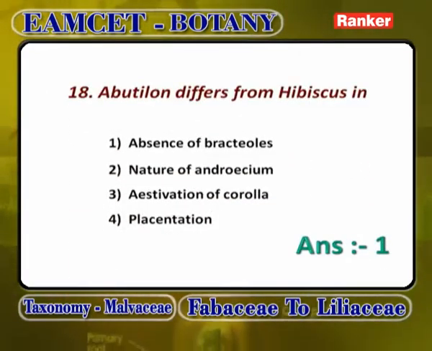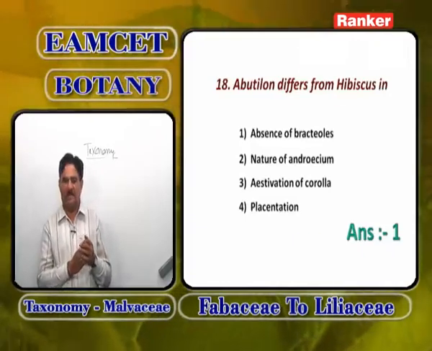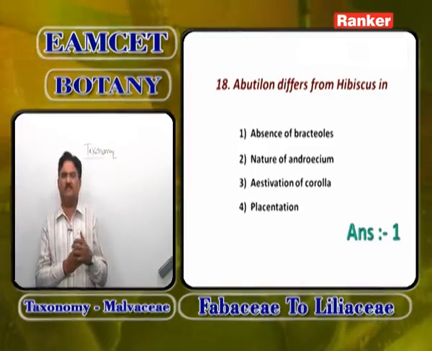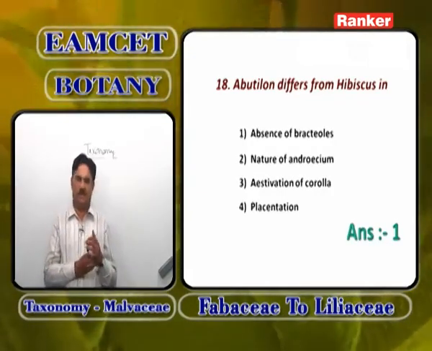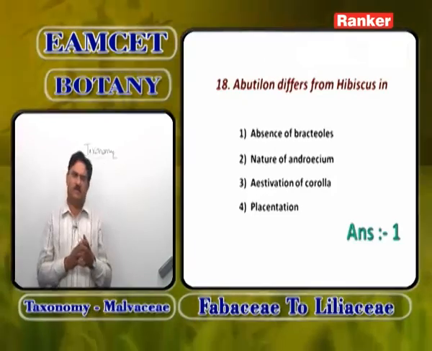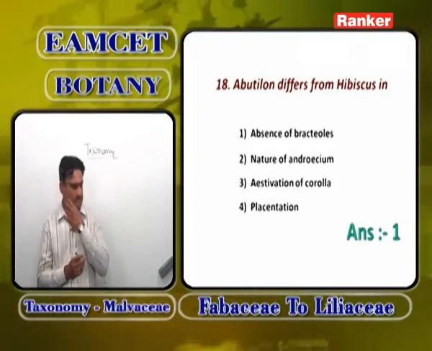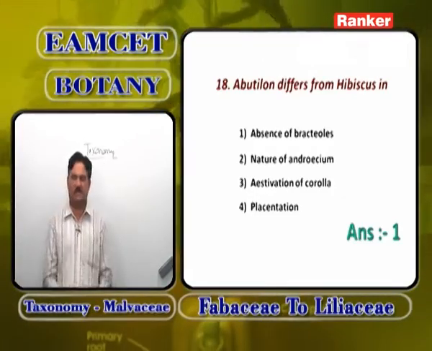Next, Abutilon differs from hibiscus. Abutilon and hibiscus both belong to the family Malvaceae. It differs from hibiscus not by nature of androecium, because in both androecium is the same. Not by estivation of corolla, because in both it is twisted estivation. Not by placentation, because in both it is axile placentation. It is only by the absence of bracteoles.